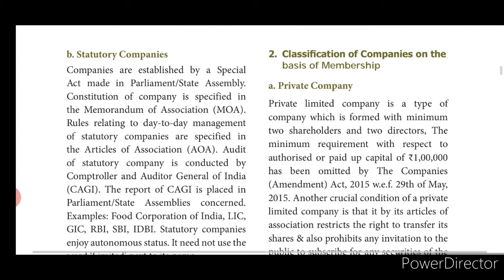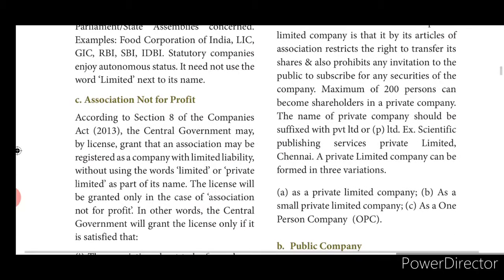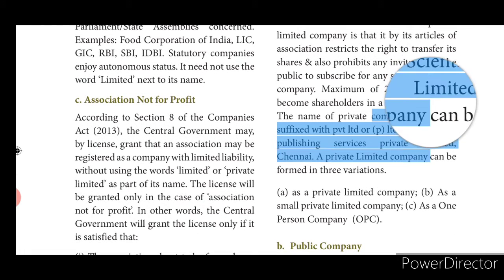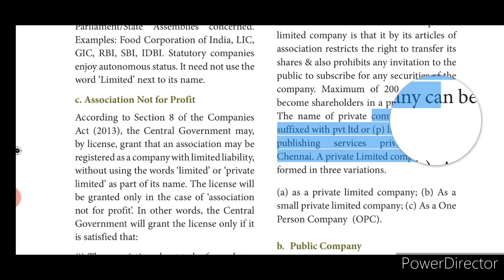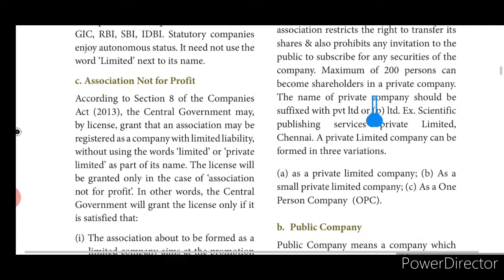Okay, so you can have 2 shareholders, that is minimum members, and 2 directors will be there in a private limited company. And one of the most important things is that a private company can be identified with the term, that is, the name will be followed with LTD or limited terms. Okay, so that is what a private limited company is.